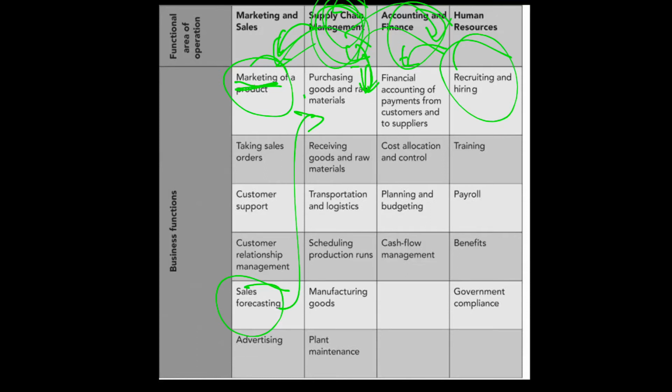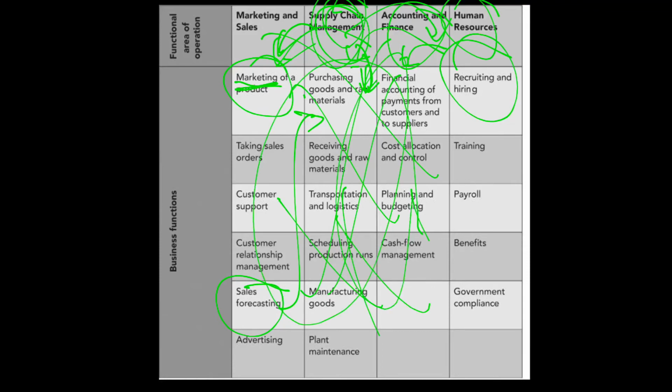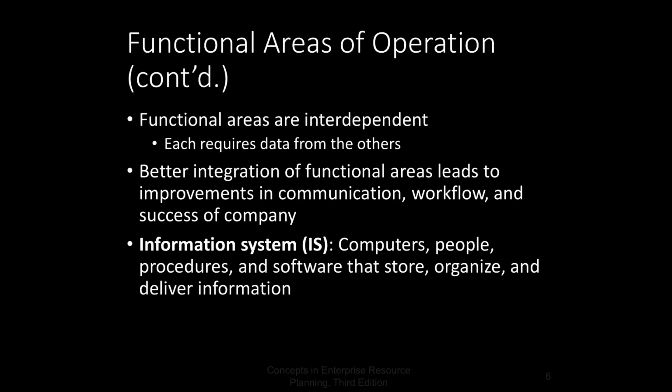Okay? And of course, without human resources, nothing. They wouldn't be working. No one will do the job. Okay? Next, with a better integration of the functional areas, it could lead to an improvement in communication, workflow, and of course, the success of a company. So what's the best way to integrate these functional areas? It's through the use of an information system.